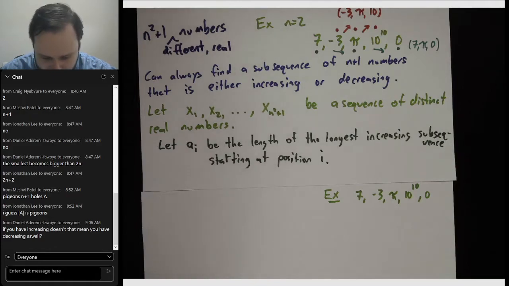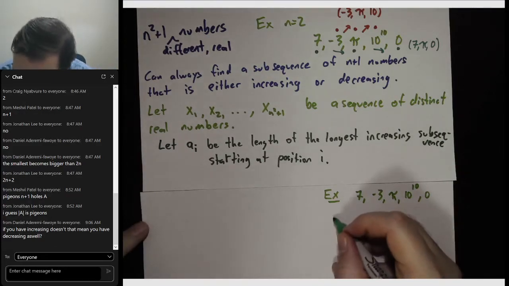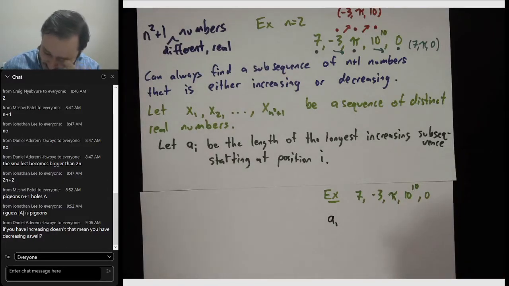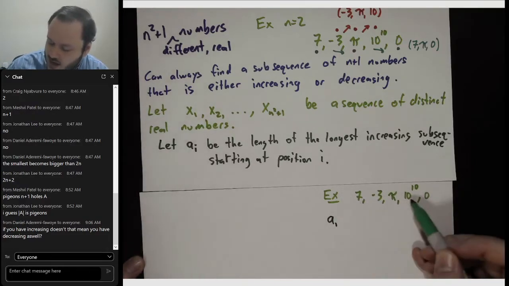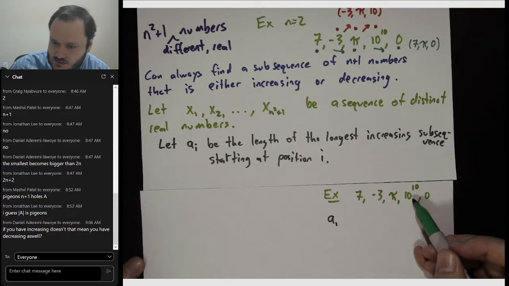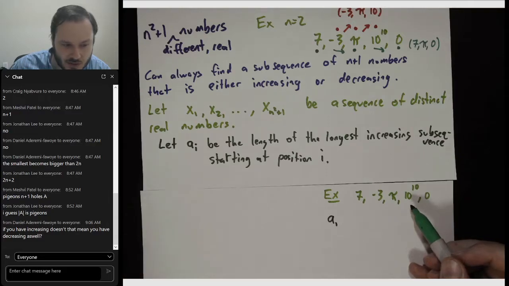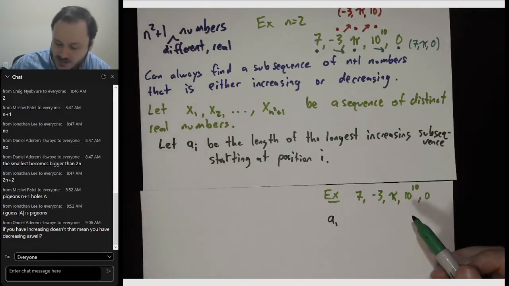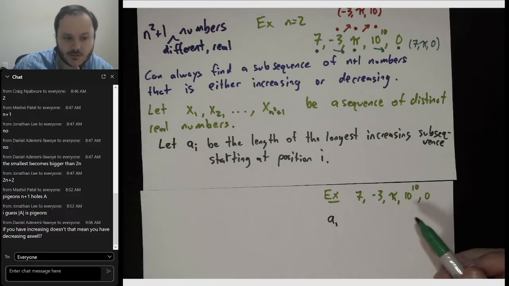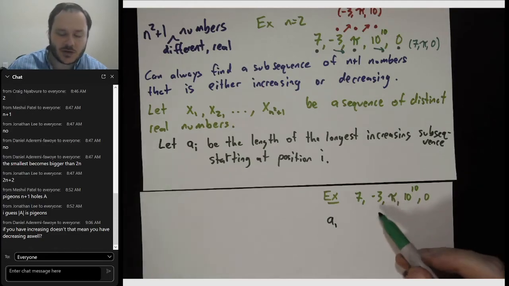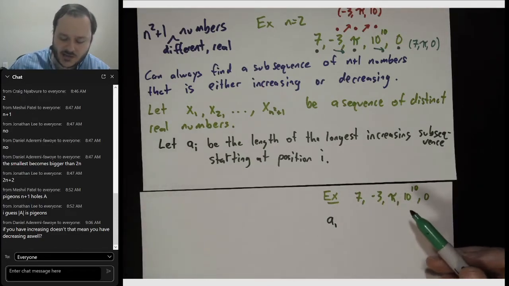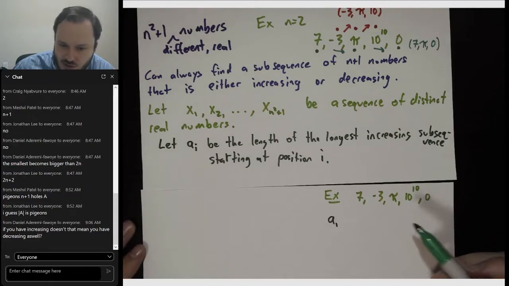So a sub 1 is the longest increasing sequence. It's got to increase the whole way, and it's got to start at 7. So I start at 7, I can only go up once. Having increasing does not mean you have decreasing as well. No. So in this subsequence, I'm only increasing. By increasing and decreasing, I mean reading from left to right.